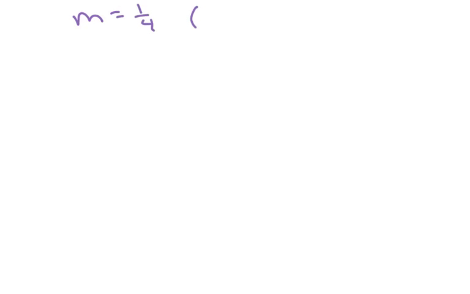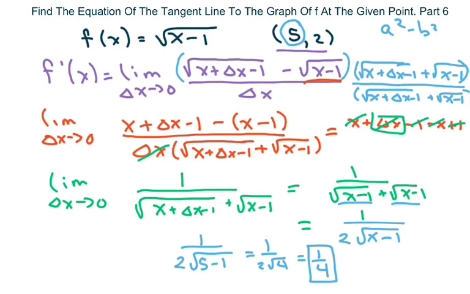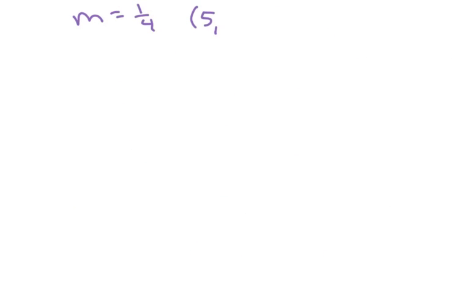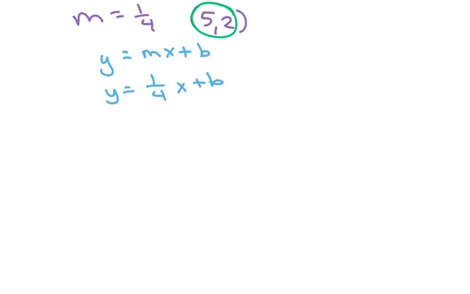Our point is, what was our point? I forgot. 5, 2. And therefore what we're going to do, I'm going to go ahead and use the slope-intercept form. Plug in your slope. And then we're going to plug in your x and y.